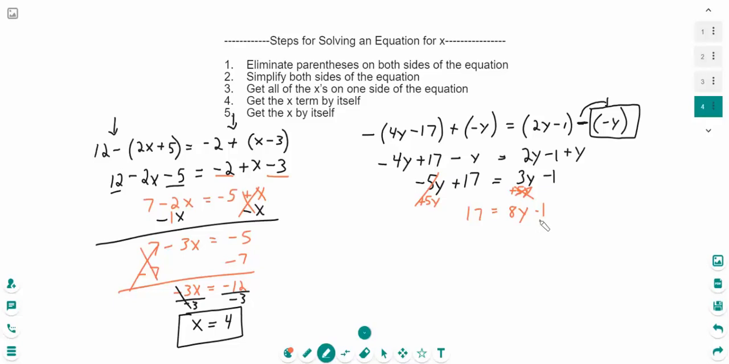Okay? Same thing here. I have a negative 1 now. I want to get this 8y by itself. So if I add the 1 to both sides to get rid of it, on the one side, I'm just going to end up with 8y. On the other side, I'm going to have a 17 plus 1, which will be an 18, right? Now I can divide both sides by an 8. These will cross out, and I have y is equal to 18/8, which can be reduced to 9/4, right? So my answer in this case is going to be 9/4.